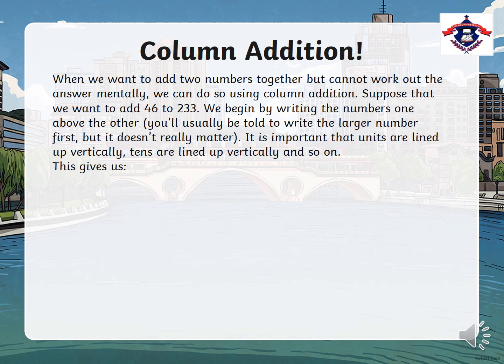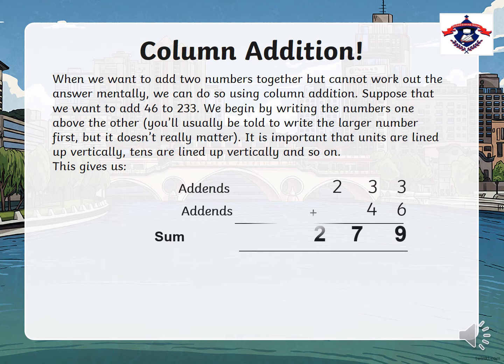The reason behind this is that we cannot add 3-digit numbers mentally. We need to do this by using column addition. Suppose, for example, we need to add 46 to 233. We need to keep in mind that units are lined up vertically and the tens are lined up vertically. So the steps to follow are, you have to first arrange the numbers as per the place value.